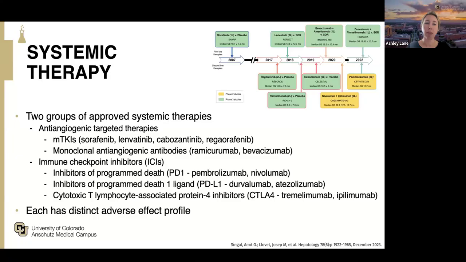So now we have the availability of immune checkpoint inhibitors. Those can include inhibitors of programmed death 1 ligand, and then cytotoxic T lymphocyte associated protein 4 inhibitors. In the top right, that outlines the different options we have now, when they became available, and the resultant survival profiles, with the first line agents on the top and the second line agents on the bottom.